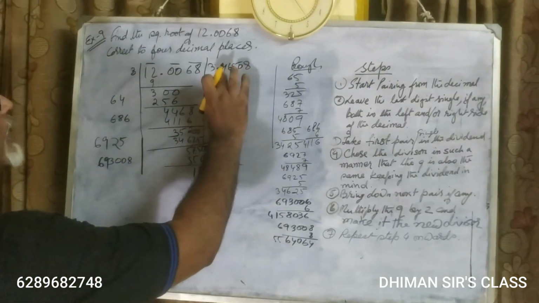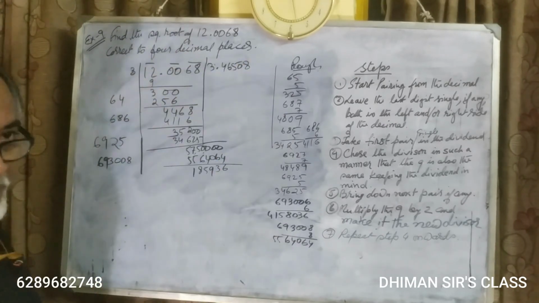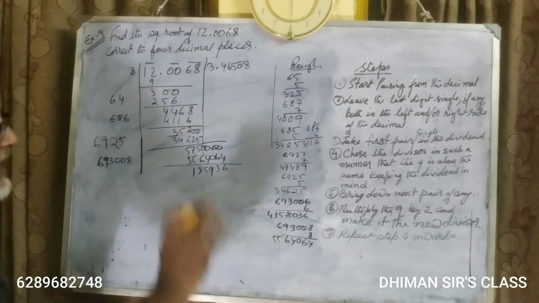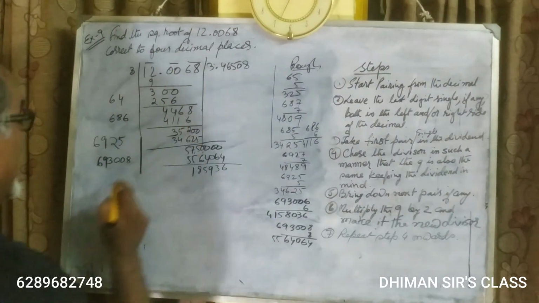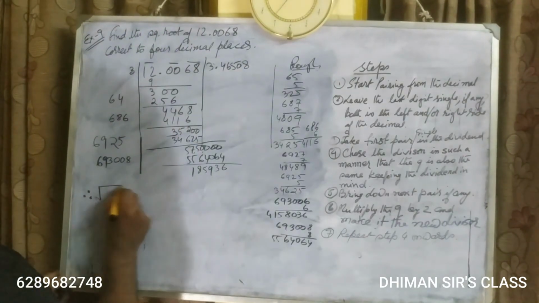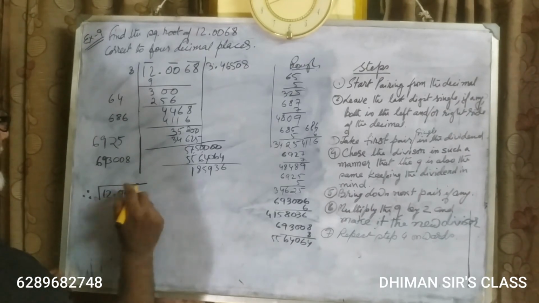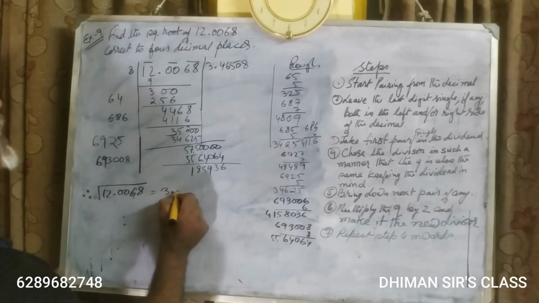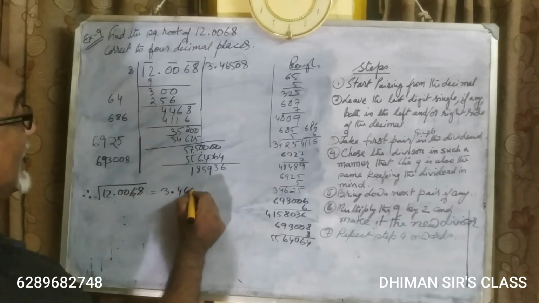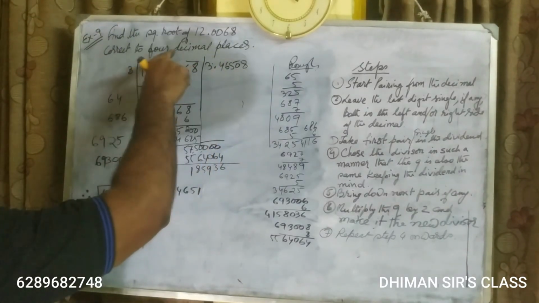Why? Because we have already got 5 digits. Yes, sir, there are 4 digits asked. Why are you going for the 5th digit after the decimal? Yes. Now you can see the last 5th digit is more than 5. So therefore, the answer will be root 12.0068 is equal to 3.4651, not 0. Why? Because we are asked up to the 4th digit.